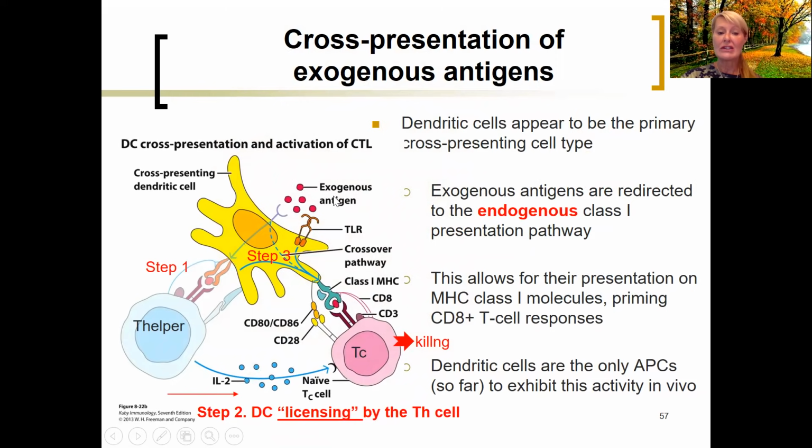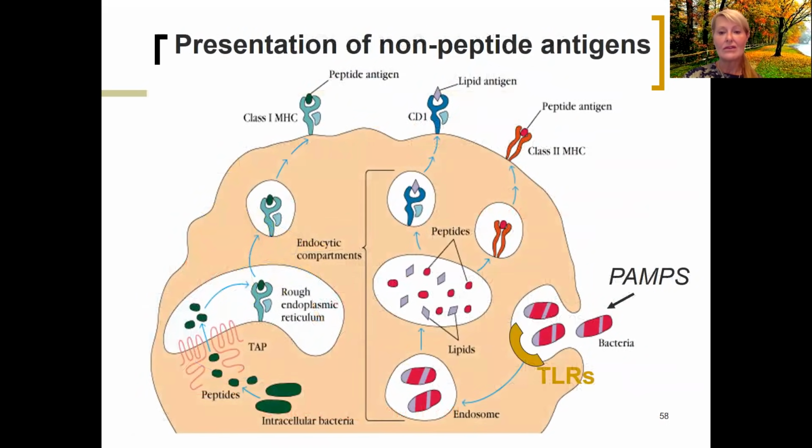And if cross-presentation doesn't happen, then these two signals may also occur independently on other cells within a lymphoid organ. But it's really nice if you can have cross-presentation. That just facilitates that entire activity. All right, so hopefully that makes sense to you. Now, let's just spend a little bit of time, and we're going to talk about non-peptide antigens.